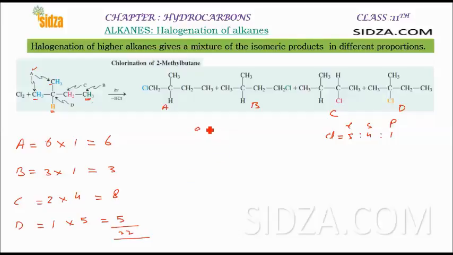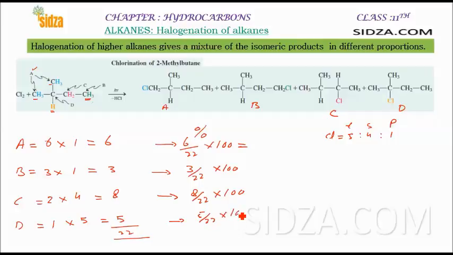Then what will be the percentage of each compound? What is the percentage of A? We divide the 6 by the total value, 22, and multiply by 100. For B it will be 3 by 22 into 100. For C it will be 8 upon 22 into 100, and for D it will be 5 upon 22 into 100. And we can calculate the percentage of the different compounds.